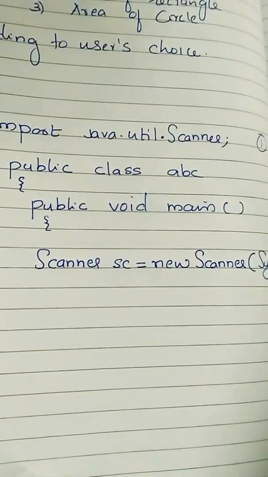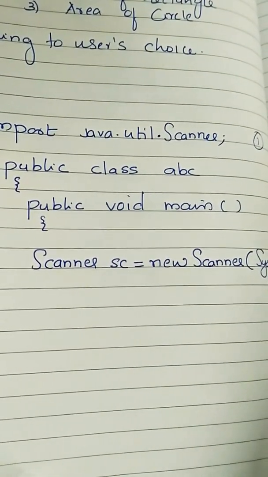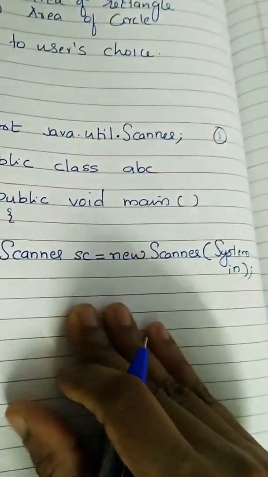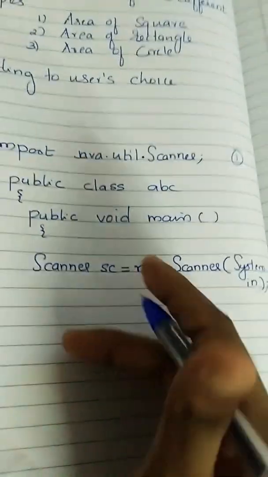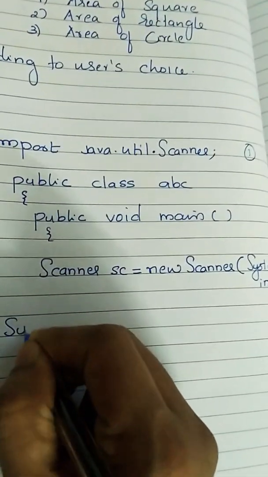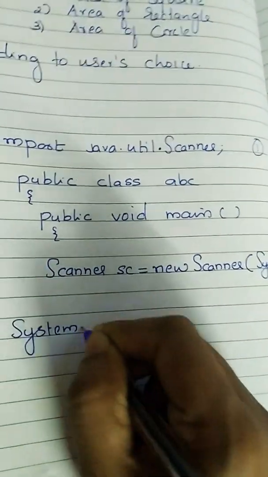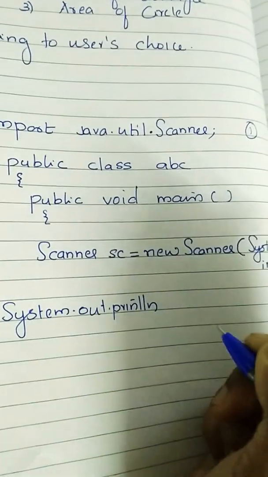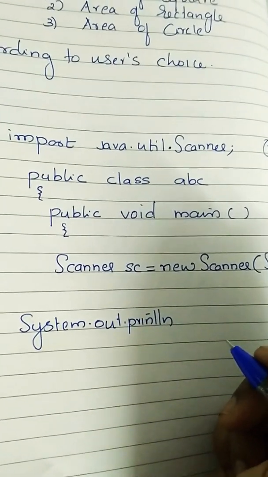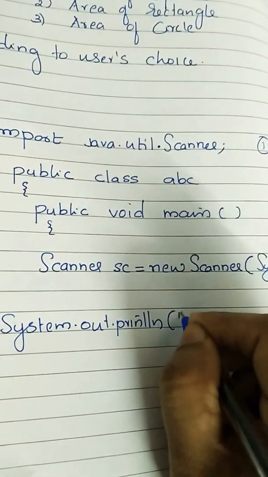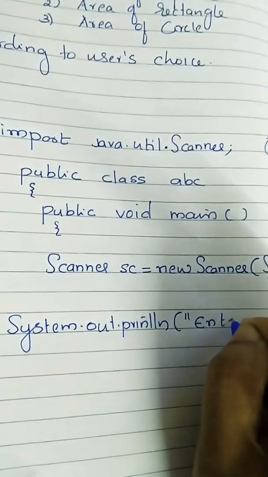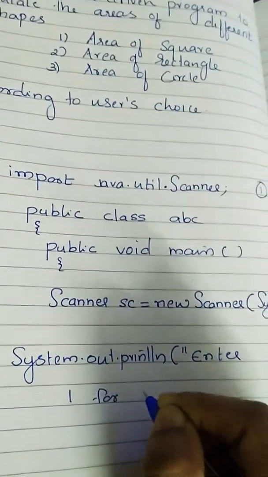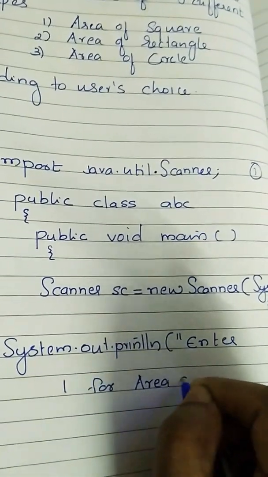Now, in a menu driven program, what is the second point I said? We have to give the user a choice. So I am going to give the user a choice. For that, I will start with System.out.println. Then I am writing a menu for the user. Enter 1 for, what is the one? Area of square. So I will write area of square.